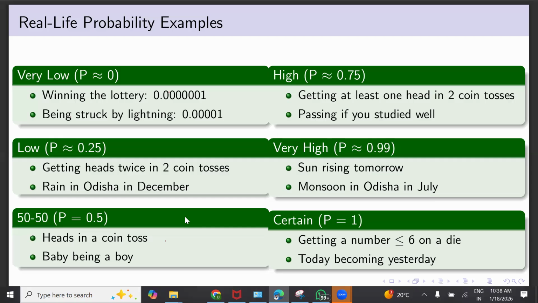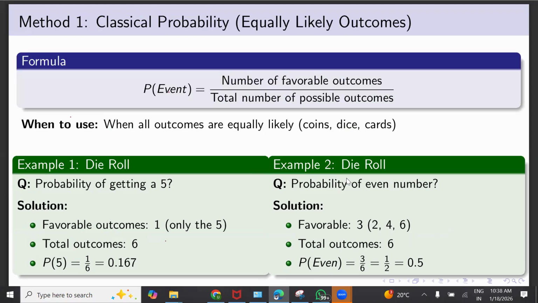Very high probability: sun rising tomorrow, 0.99, monsoon in Odisha in July. Certain: getting a number less than or equal to 6 on a die, today becoming yesterday. So you are almost certain. Right? So these are some interesting real life probability examples. Apart from the textbook examples, we have included some real life examples to motivate you.